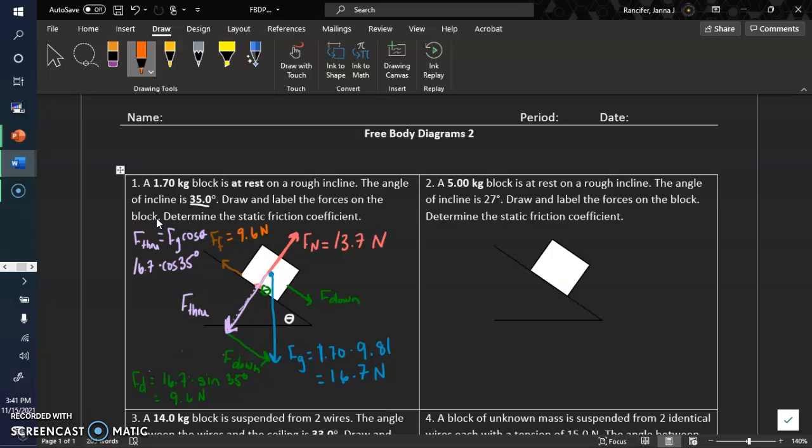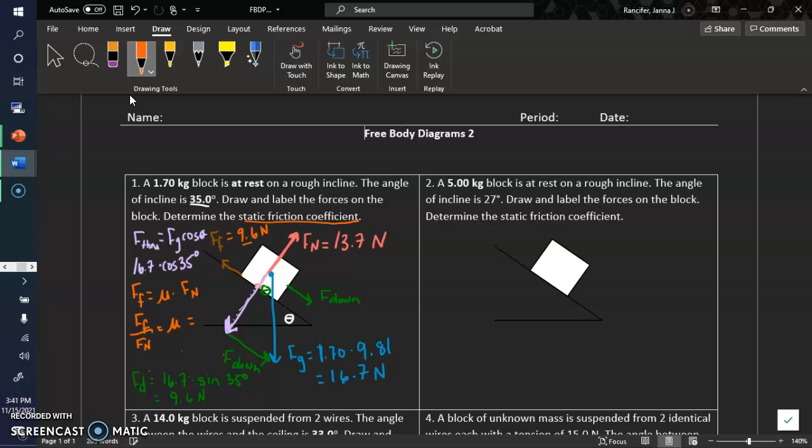So we need the static friction coefficient. The force of friction, let me clear this up, make some space. Force of friction is equal to mu times force normal. So my force of friction divided by force normal equals mu, and mu is the static friction coefficient. That's what we're ultimately looking for.